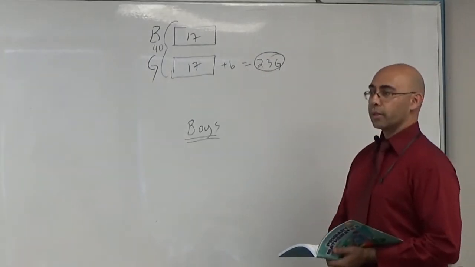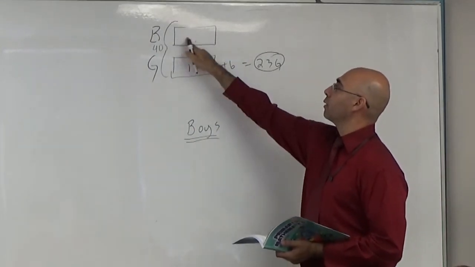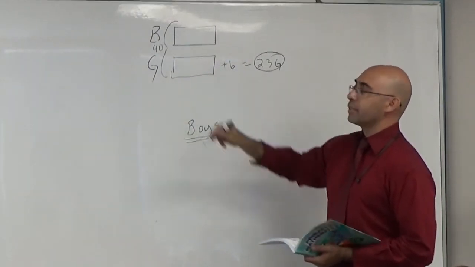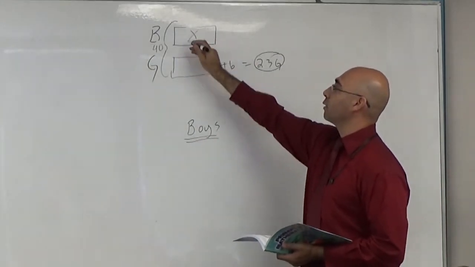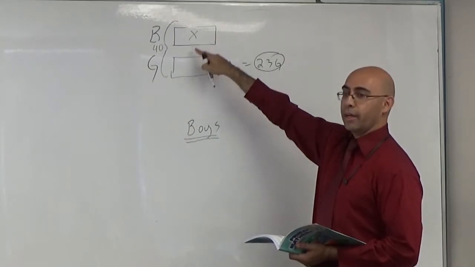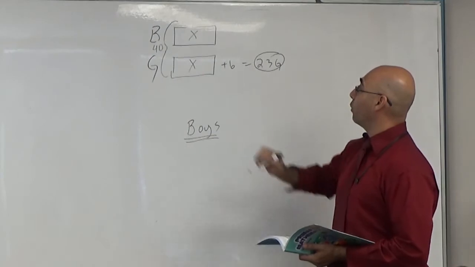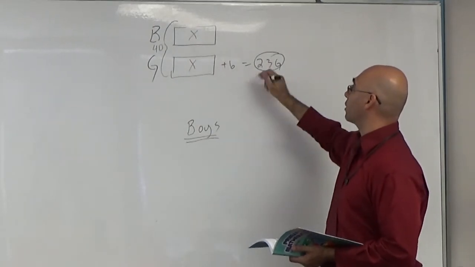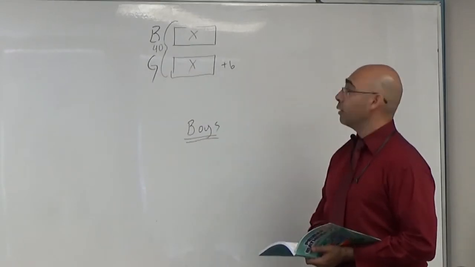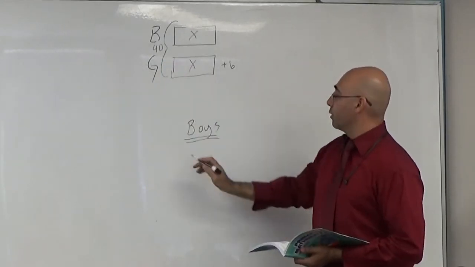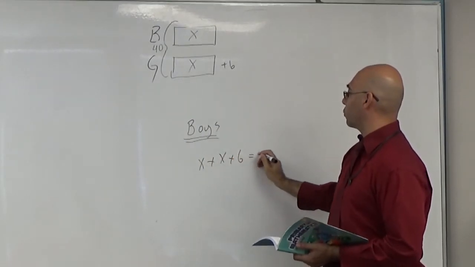So to figure out the boys, if I look at this, let's say we didn't know that was 17. Let's call that X. So if this box is called X, what should we call this box? X. Also X. Now, we know that when we add this plus this plus this, what should the total be? It should be 40, right? So we know we have X plus X plus 6 equals 40.